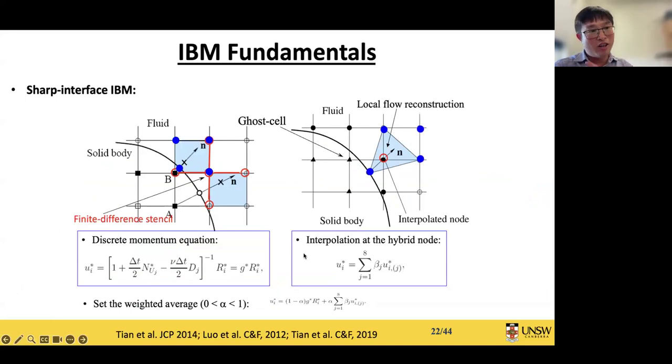All right, there are other methods like the sharp interface method, where we use high order interpolation to correct that velocity. I will skip the details of this method.